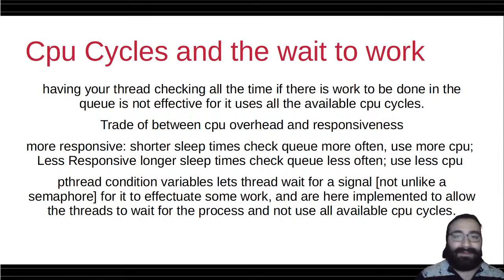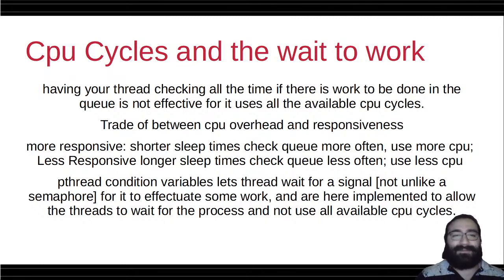Having your thread checking all the time if there's work to be done in the queue is not effective, using all the available CPU cycles. There's a trade-off between CPU overhead and responsiveness. More responsive: shorter sleep time, check the queue more often, uses more CPU. Less responsive: longer sleep times, check the queue less often, uses less CPU.